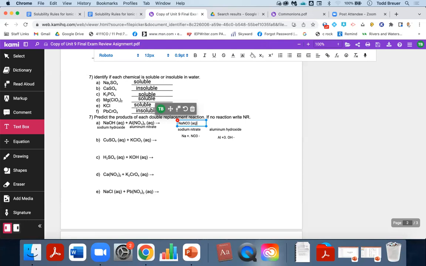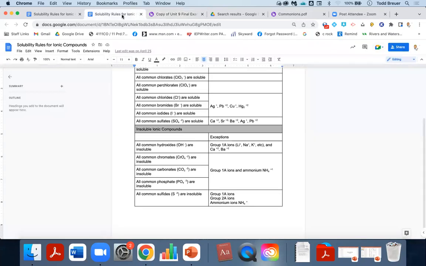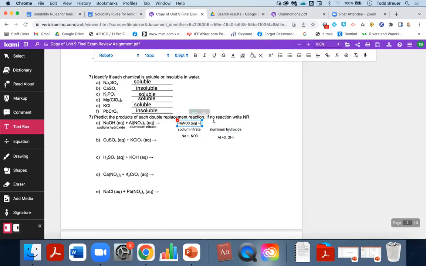This chemical is soluble in water. You can look at the solubility rules to determine that. The nitrates are always soluble. And we look at the other chemical, aluminum hydroxide. We already determined that that is not soluble in water.